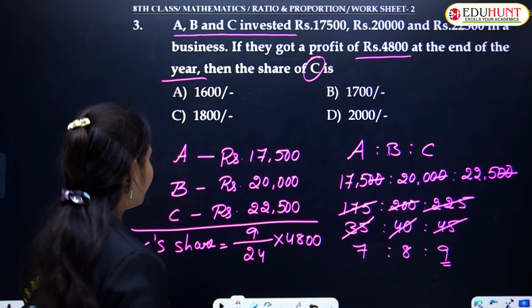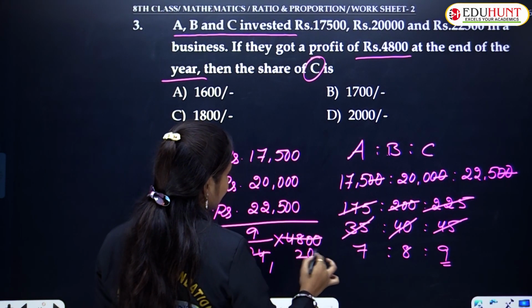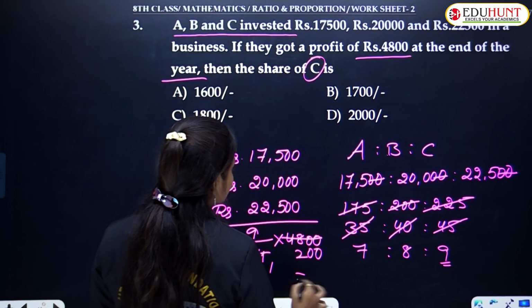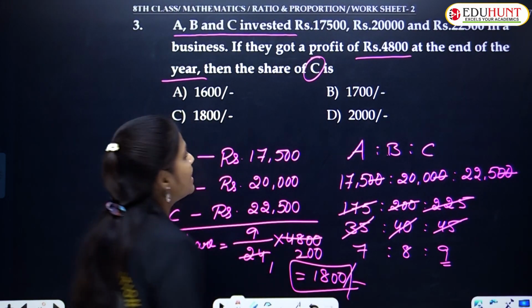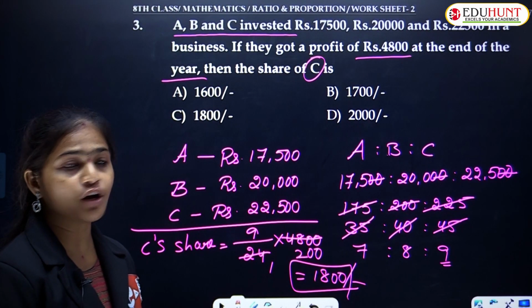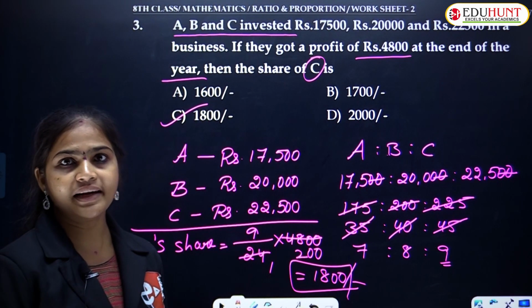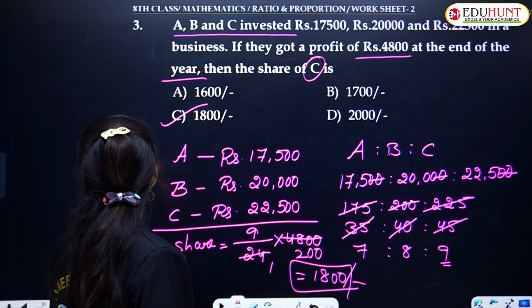4,800 is the profit. Now here cancellations: 24 ones are 24, 24 twos are 48, 0 and 0. Okay, so from this one, 9 twos are 18. So 1800 rupees is the profit. That is the profit of C. So that is the share of C, 1800 rupees. Am I clear to you, children? Yes. So here C is that answer.